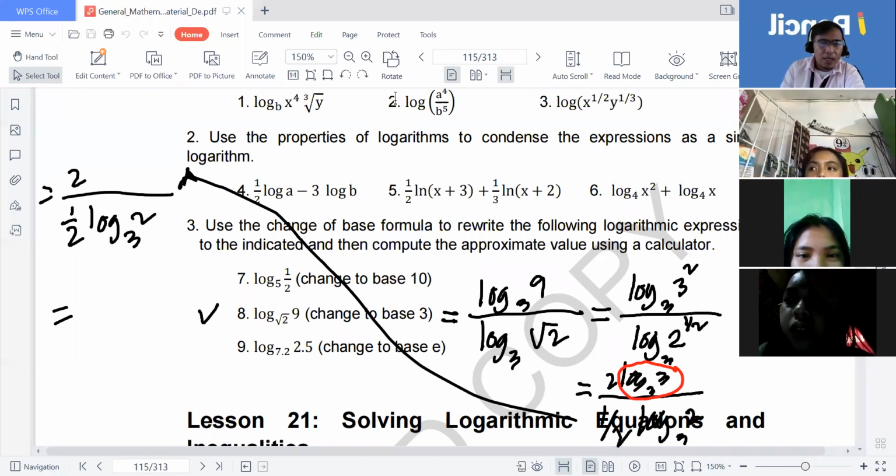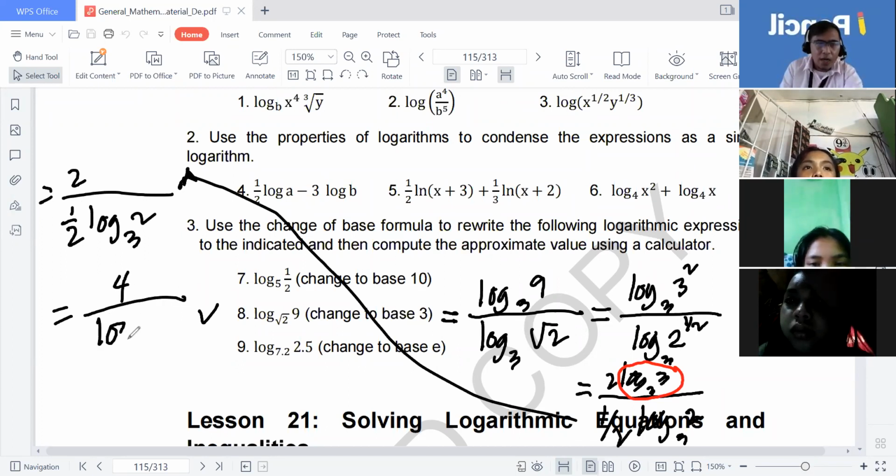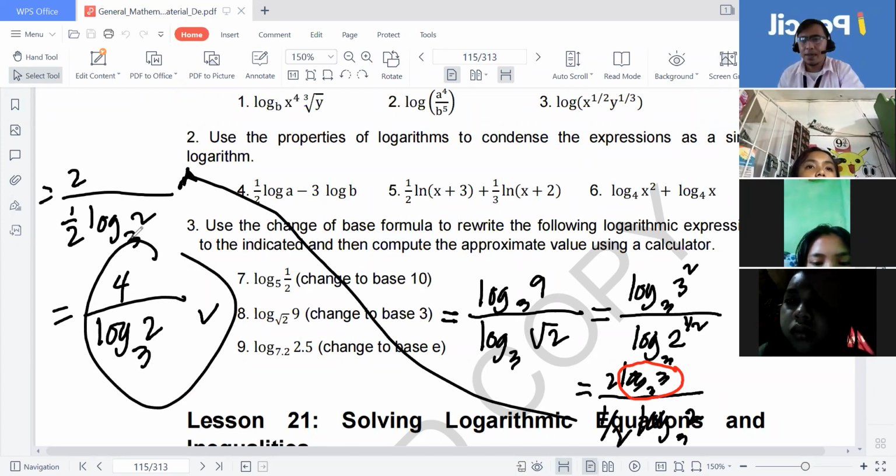In this case, this can be written as 4 all over log of 2 base 3, since the 1/2 goes above. And this is now your answer. Got it? As you can see, this is not in the base square root of 2 anymore. It is now in the base of 3.